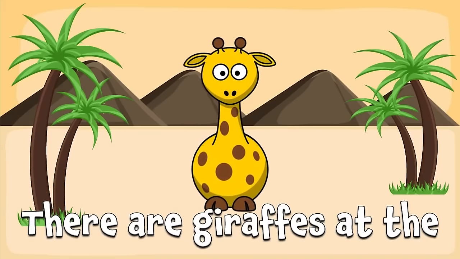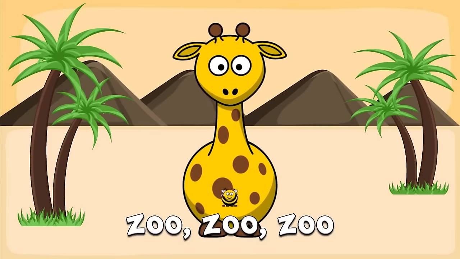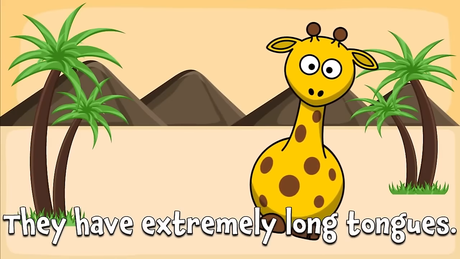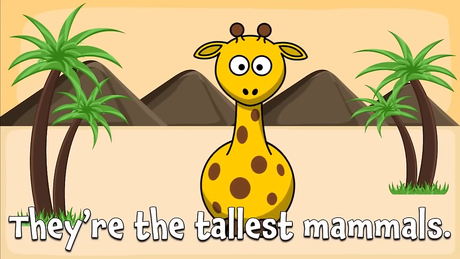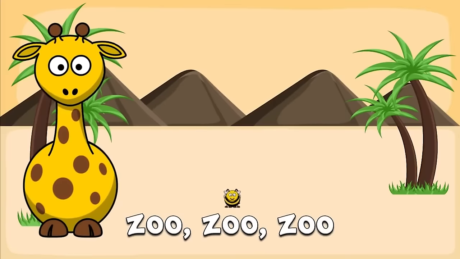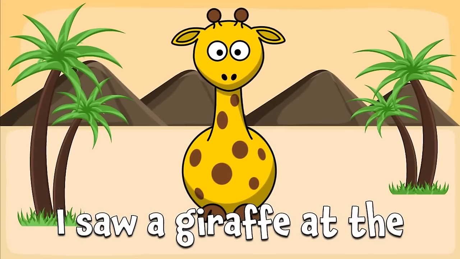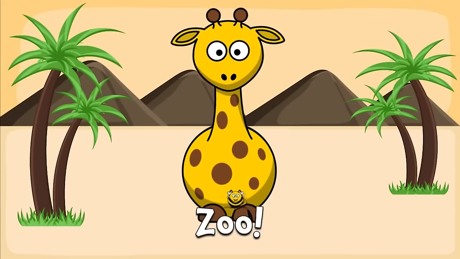Zoo, zoo, zoo. There are giraffes at the zoo, zoo, zoo. They have extremely long tongues. Zoo, zoo, zoo. They're the tallest mammals. Zoo, zoo, zoo. I saw a giraffe at the zoo.